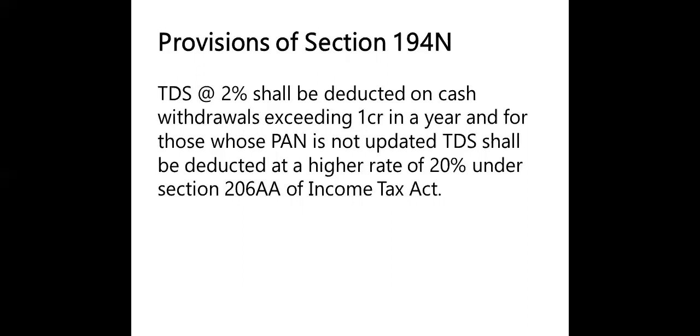Now, in 194N, TDS at the rate of 2% shall be deducted in case the cash withdrawal exceeds 1 crore. So, in case your cash withdrawal is suppose 1.5 crore, the TDS shall be deducted on the remaining 50 lakh rupees rather than on the entire amount of 1 crore 50 lakh rupees. So, here it is clearly mentioned that TDS shall be deducted on cash withdrawals exceeding 1 crore. Till 1 crore, no TDS shall be deducted. Exceeding 1 crore, the TDS shall be deducted at the rate of 2%.